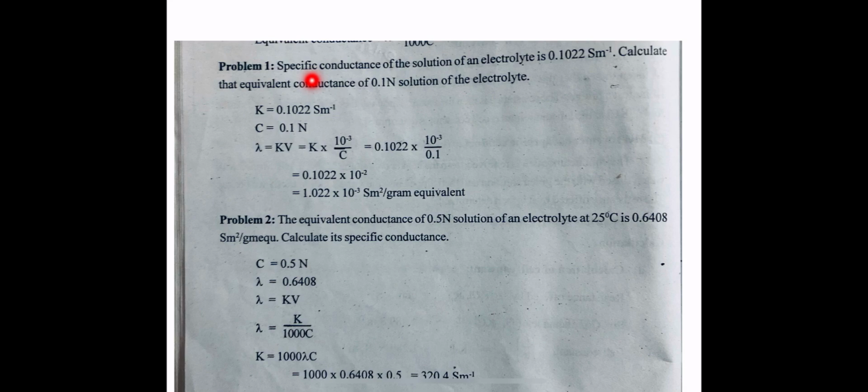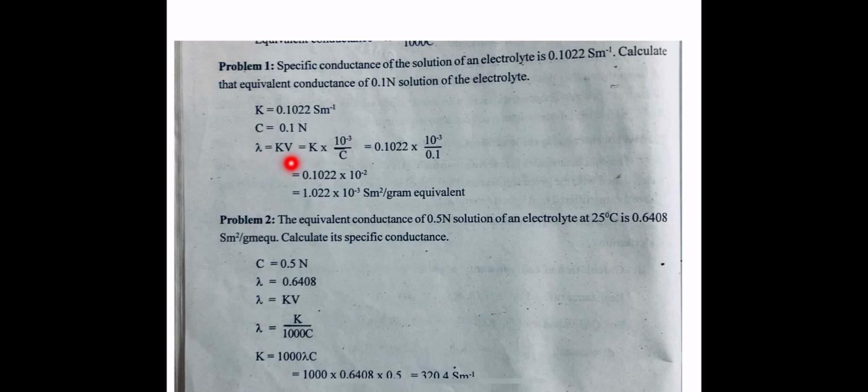So the first problem says that the specific conductance of the solution of an electrolyte is 0.1022 Siemens per meter. Here, specific conductance is given and he is asking us to calculate the equivalent conductance, and he is giving the concentration of the solution too. The concentration of the solution is 0.1 normal. So the given data is: specific conductance is known, concentration is known. Now we have to calculate lambda, that is, the equivalent conductance.